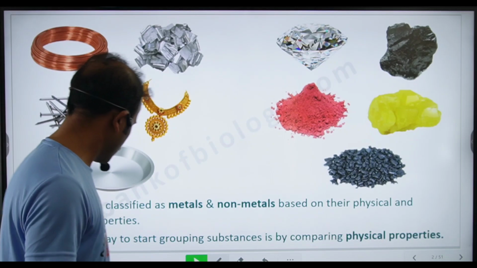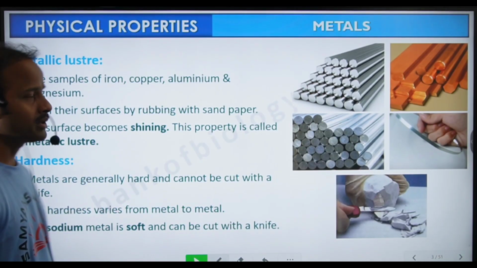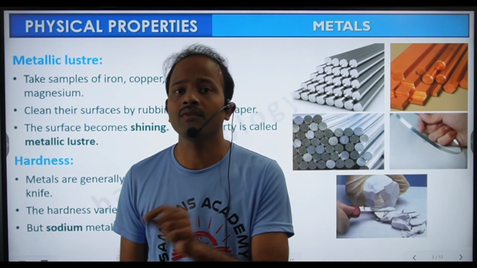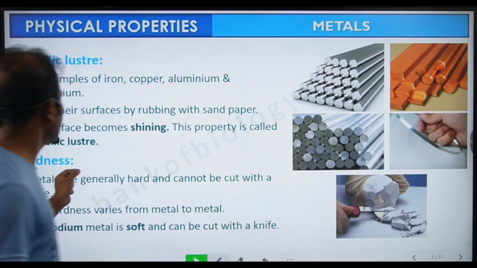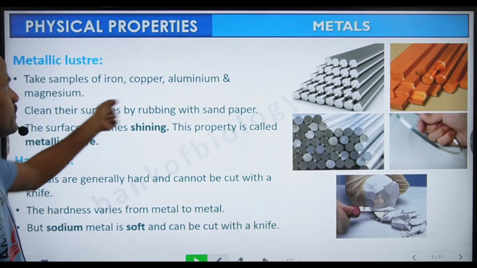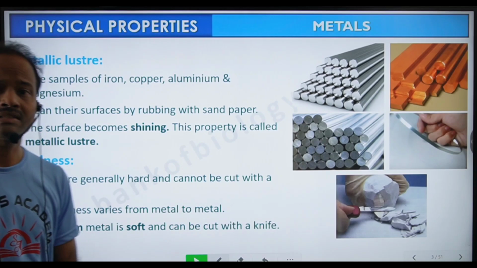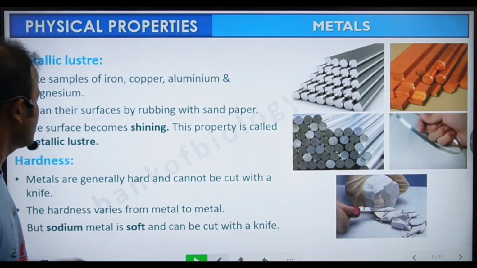In physical properties, first we have to discuss the metallic luster. The shining property of metals we call the metallic luster. To perform this activity, you take some samples of iron, copper, aluminum, and magnesium, and clean their surfaces by rubbing with sandpaper. Then the surface becomes shining, and this shining property we call metallic luster.